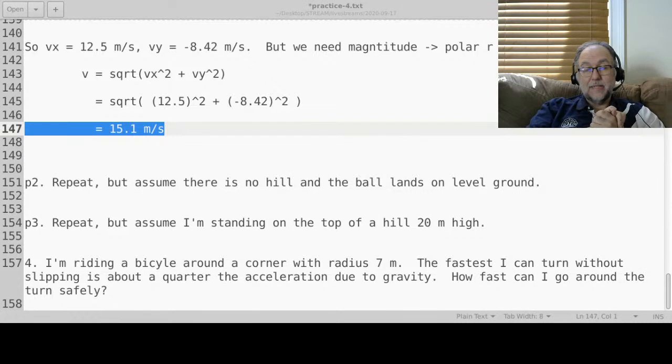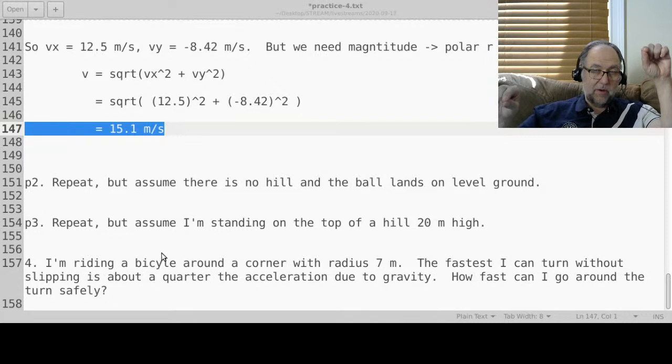Well, repeat it first the way I did it and just see if you can get the answer right. But also repeat it, but this time, instead of a hill, just make sure that the ball lands at ground level. So do the whole thing again, but the ball lands at ground level. And also repeat the whole thing, but this time, rather than you being at the bottom of the hill, you're at the top of the hill, throwing down.